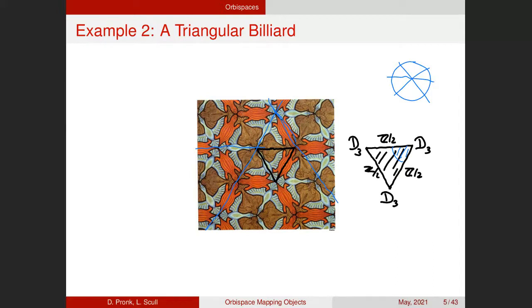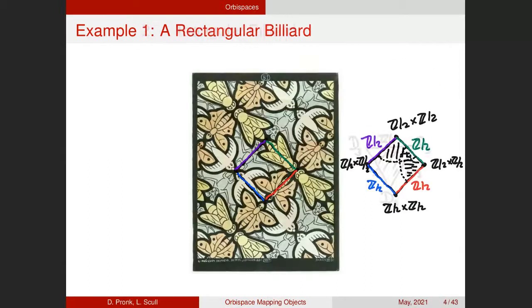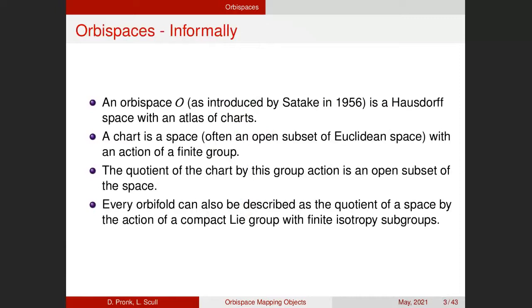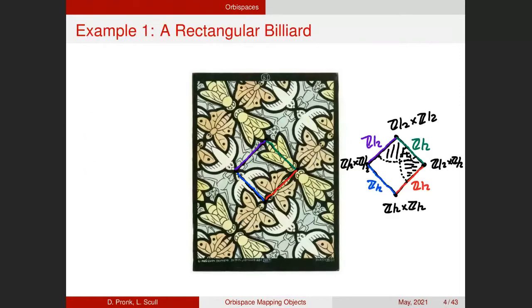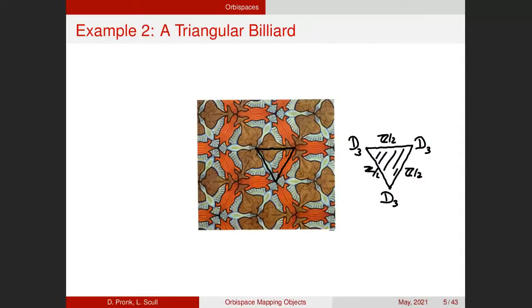What's the important difference for us today between these two is that in the first billiard table, here we go. Here the Z2s in the corners are not conjugate to each other, and here they will be. So here they are, and that will make a difference for their mapping spaces in the end.